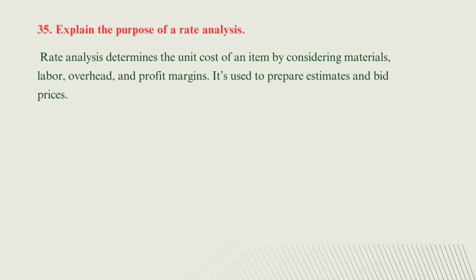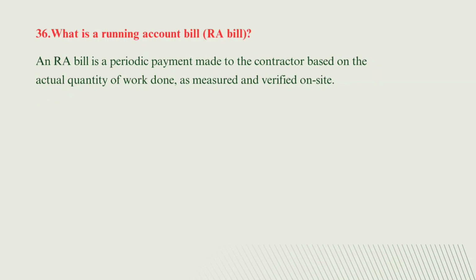Rate analysis determines the unit cost of an item by considering materials, labor, overhead, and profit margins. It is used to prepare the estimates and bid prices. The next is, what is running account bill, that is RA bill.